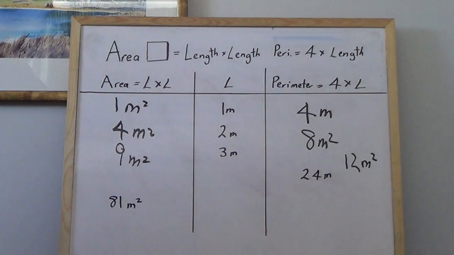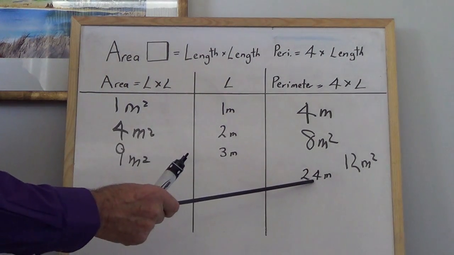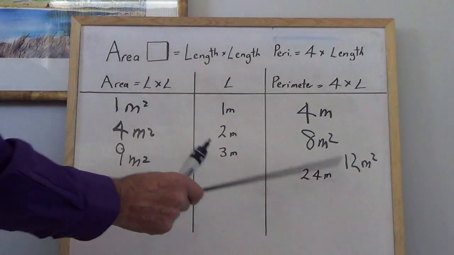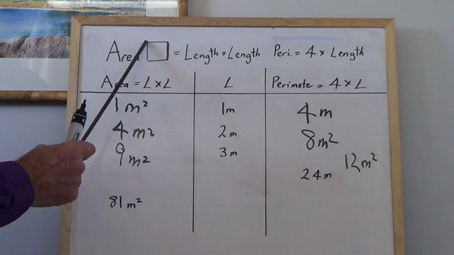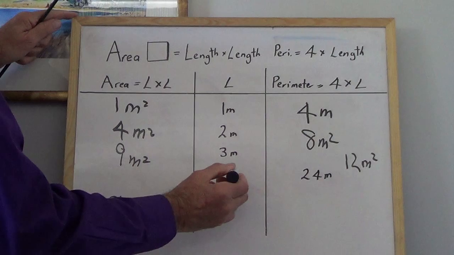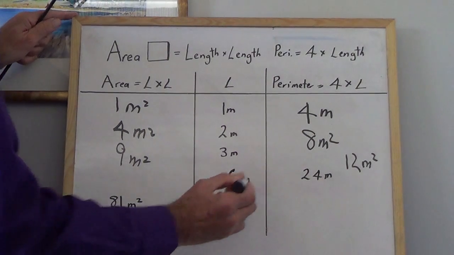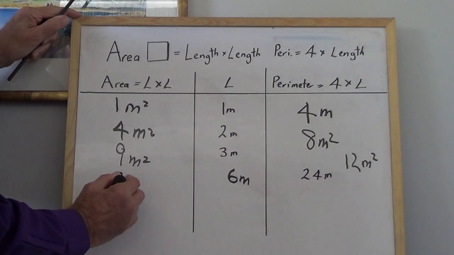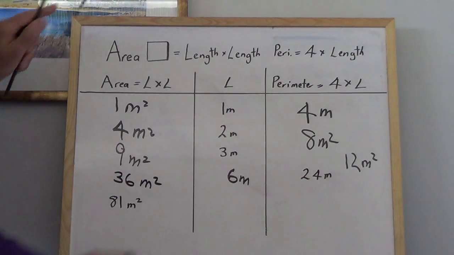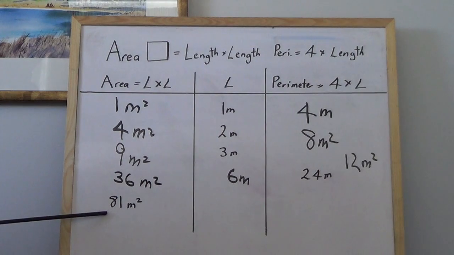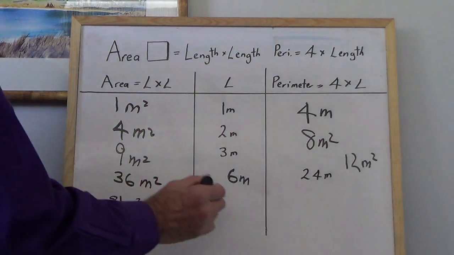Alright, now suppose we've got a square which has got a perimeter of 24 metres, alright? So 4 sides add up to 24, so we just divide that by 4. So the length will be 6 metres, right? And we want to find the area. It'll be 6 times 6, which is 36 metres squared.